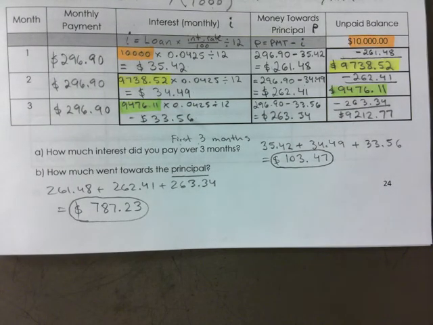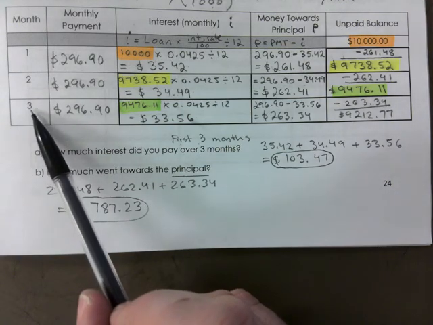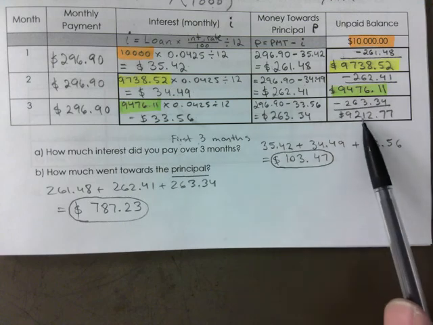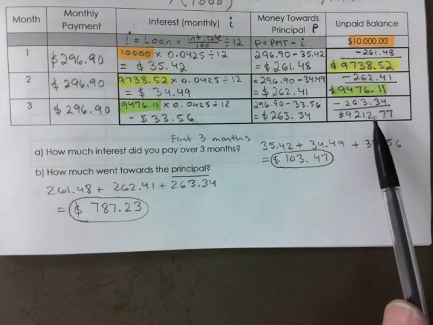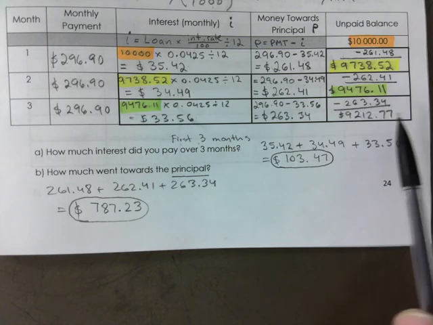So this is only the first 3 months, folks. This is not the whole loan. We've just zoomed into 3 months and done a little bit of a summary. Okay, what happened here? At the end of the third payment, you would still owe $9,212.77.